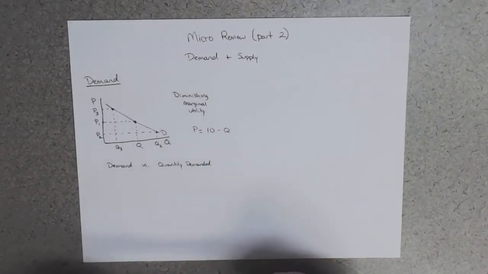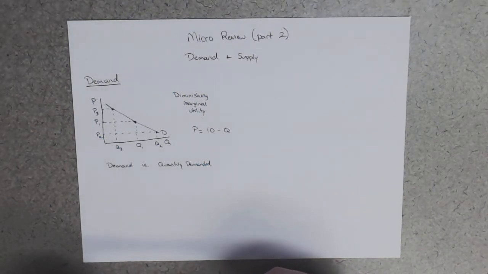Over the weekend, I went and saw a concert. So at $30, my quantity demanded was 1 ticket. Right? At $30, I demanded 1 ticket of the concert, and so the quantity demanded was 1.